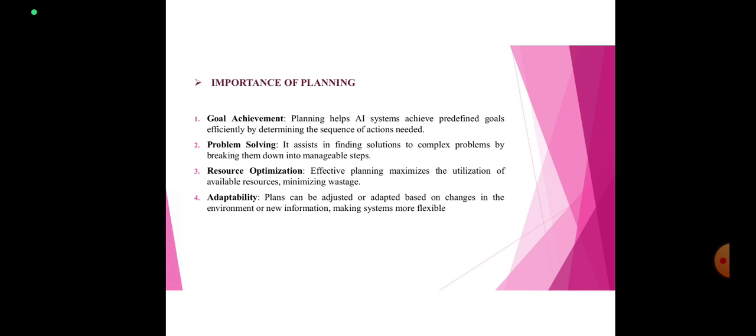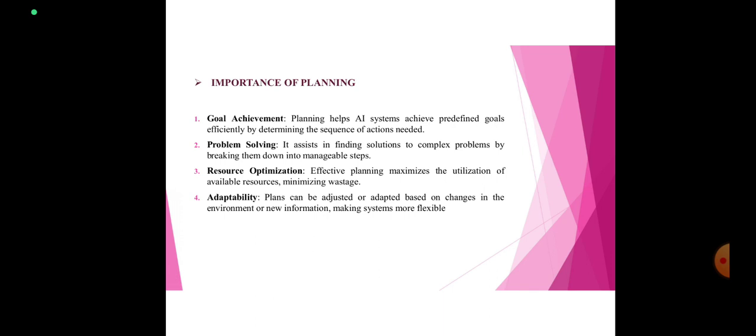Problem solving, that is, there will be many complex problems involved for finding the solutions. So these complex problems can be broken down into manageable steps. So it reduces its complexity. Next one is resource optimization. If we utilize an effective planning, it will maximize the utilization of the available resources and reduces the wastage.